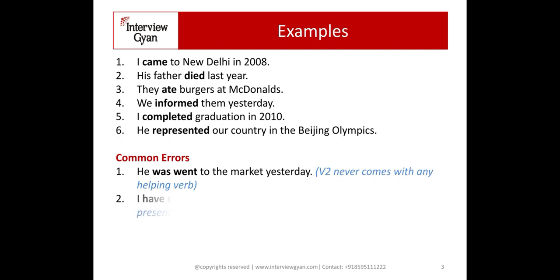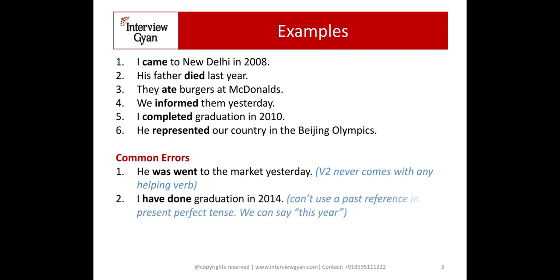Okay, let's see the next common error. Next one is "I have done graduation in 2014." Now we have seen many candidates talking about their graduation in this manner. This statement is false. We need to understand that in this case the reference is 2014. That is a past reference. So when the reference is in the past tense, we need to use past tense rule.